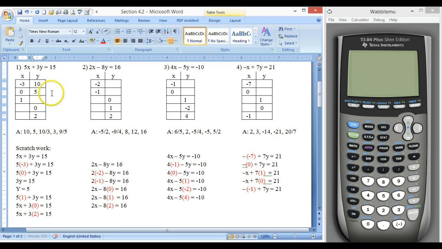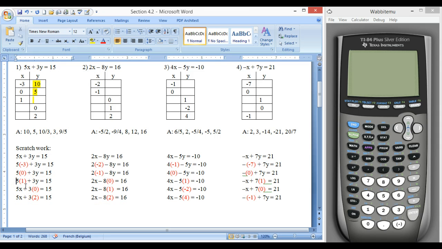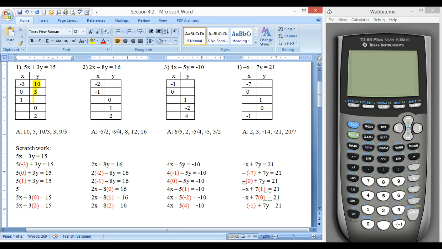So I'll fill that in up here, and I'm actually going to go ahead and highlight these because I want to state that those are the answers. All right, my next one. I want a 1 substituted in for the x, so I'll put the 1 in my x, and I'm going to do that down here in my scratch work. 5 times 1 is 5, then plus 3y equals 15.